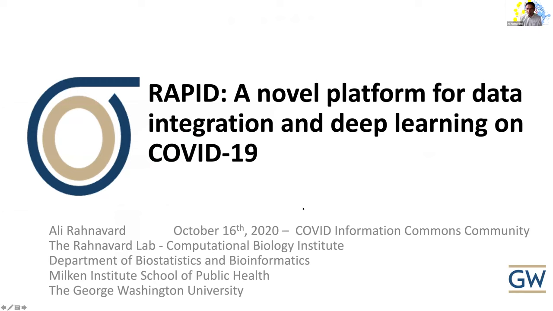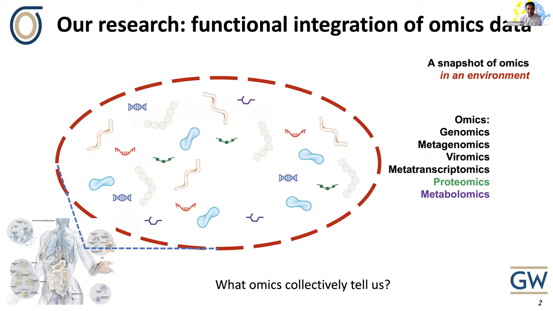So this is a collaboration work at the Computational Biology Institute at George Washington University. A brief of what we do in my lab is, with high throughput technologies, we can measure many different omics, and our goal is to see if we can get a better picture by integrating these different omics data, including genomics, metabolomics, proteomics, and viral genomes as well.